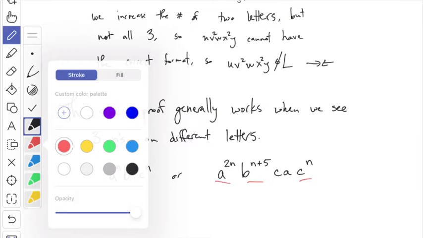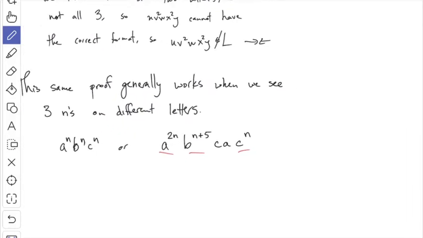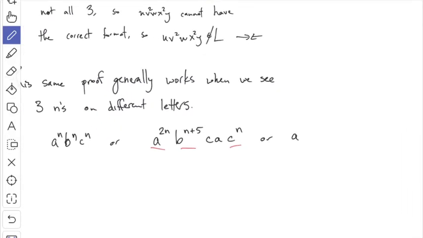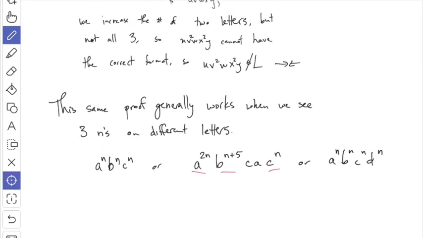What if there's more than 3? Then the same thing still works. If you have something like A to the n, B to the n, C to the n, D to the n, then still the same proof would work. This time the key step is, at the end you say you're increasing the amount of 2 letters but not all 3. And here you would need to increase the amount of all 4, which is certainly not possible. So any of these cases, you will use basically the same proof.